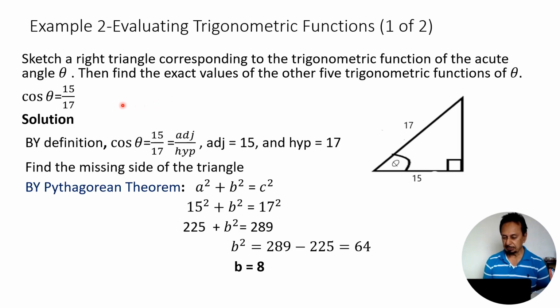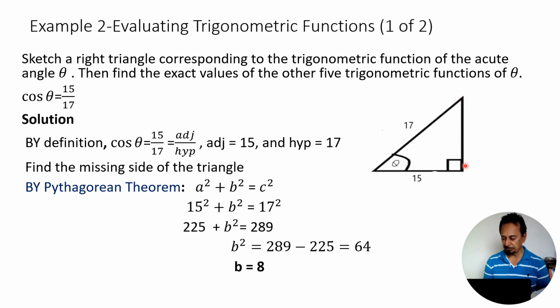Example 2. It says sketch a right triangle corresponding to the trigonometric function of the acute angle theta, and then find the exact values of the other 5 trigonometric functions of theta. Cosine theta is 15 over 17. By definition, cosine theta is adjacent over hypotenuse. So adjacent is 15 and hypotenuse is 17. So we draw the right triangle and assign hypotenuse 17 and this side 15.